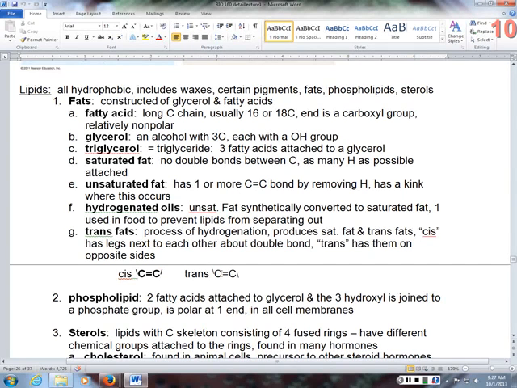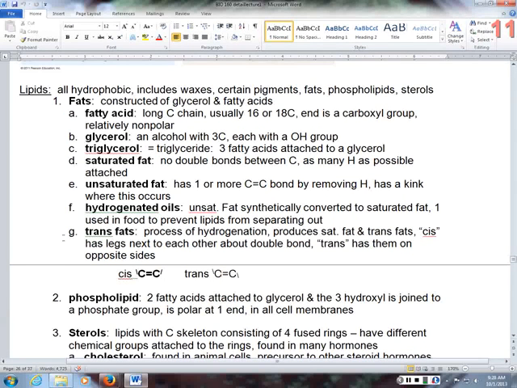Glycerol is going to be an alcohol. It's 3 carbons long and each is going to have a hydroxyl group on it. So when you make a triglycerol or triglyceride, what you do is you put 3 fatty acids onto a glycerol. And the reason that's significant is most stored fat and most consumed fat in humans is in the form of a triglyceride.